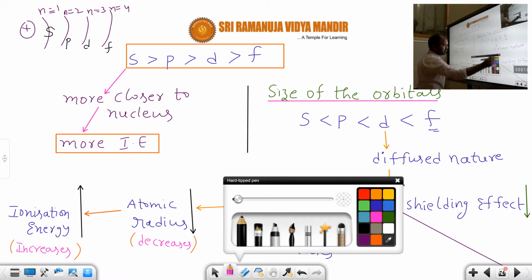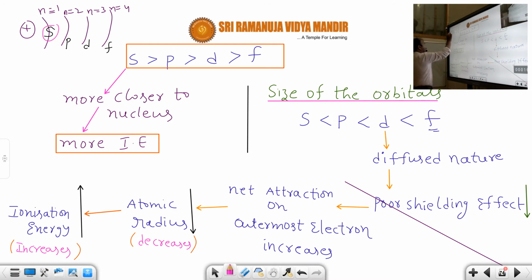Have a look at that diagram. We know which is very near to the nucleus: the s orbital is very near to the nucleus. When the s orbital is very near to the nucleus, the electron in the s orbital is tightly bound. So the net attraction on the outermost electron increases in the s orbital. That's why the electron is tightly bound.